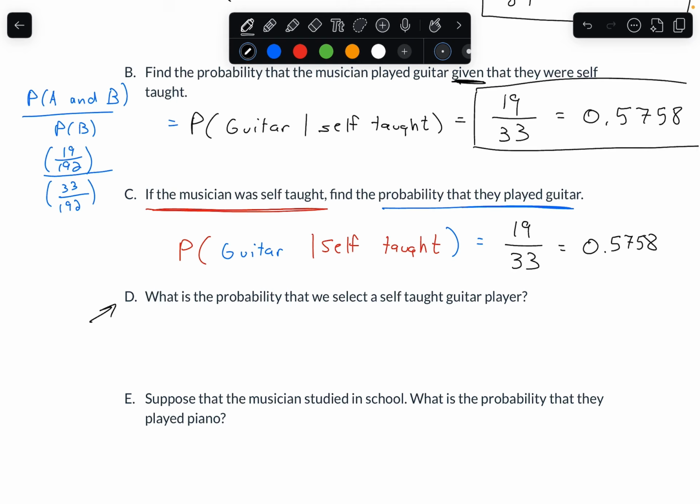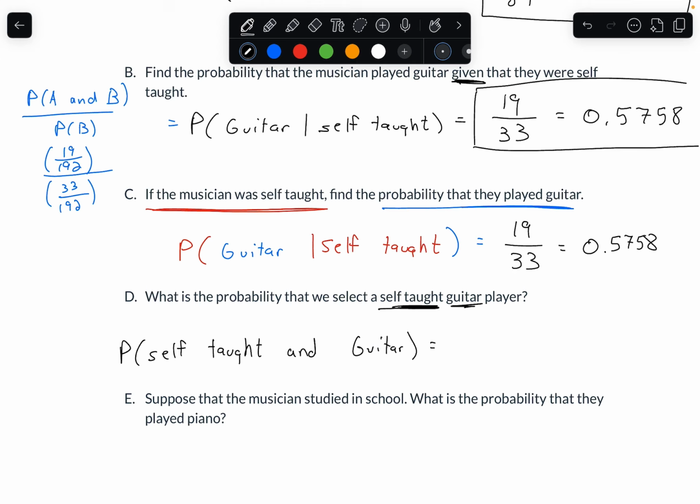Part D says, what is the probability that we select a self-taught guitar player? So again, I need to think about, what do I know? Who am I choosing from? So in this case, a self-taught guitar player. Do I know that the individual is self-taught? Well, no, because I want to potentially select a self-taught individual. And do I know that they play guitar? Not necessarily. I want to find that as my probability. So this is actually kind of a trick question, because it's not a conditional probability. This is actually an and probability. I want to find the probability that they are self-taught and play guitar.